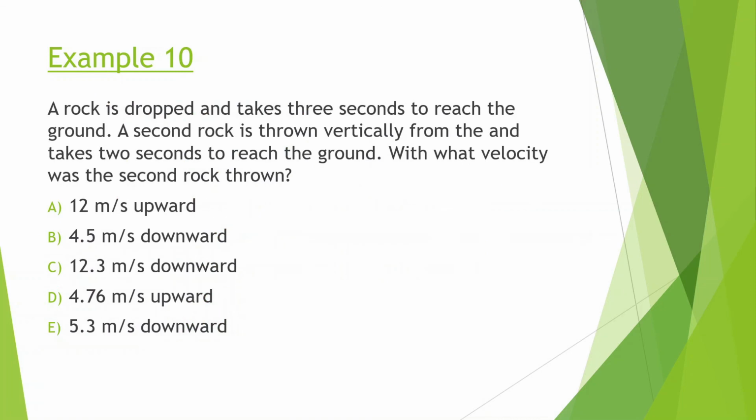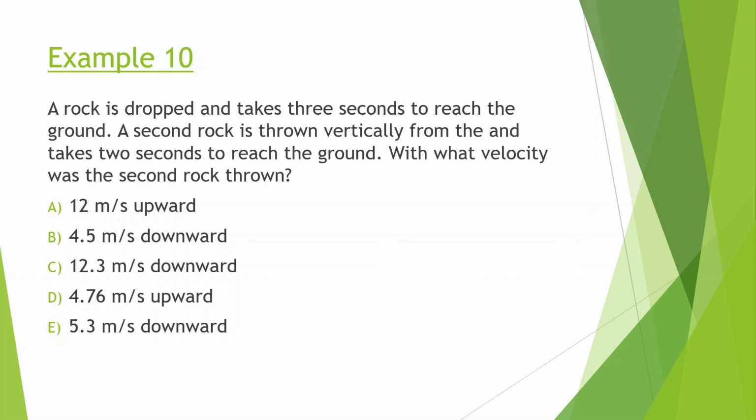Okay, so this one's going to get a little bit more difficult. A rock is dropped and takes 3 seconds to reach the ground. A second rock is thrown vertically from the same spot and takes 2 seconds to reach the ground. With what velocity was the second rock thrown?